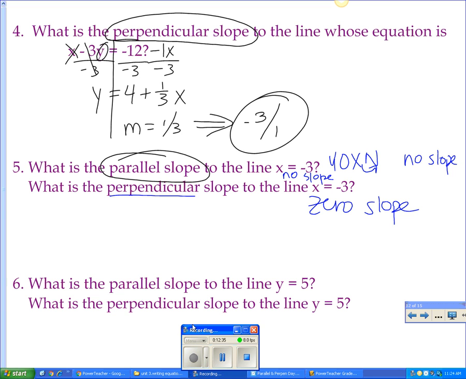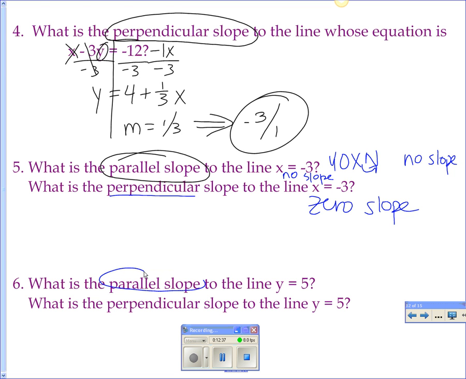All right, number 6. What is the parallel slope to y equals 5? So this is one of our special cases. It's y equals just a number. So let's do Yoxin. Neve, what is the slope of a y equals? 0. Stephanie, what do we have to do if it's parallel? So the answer would just be 0.